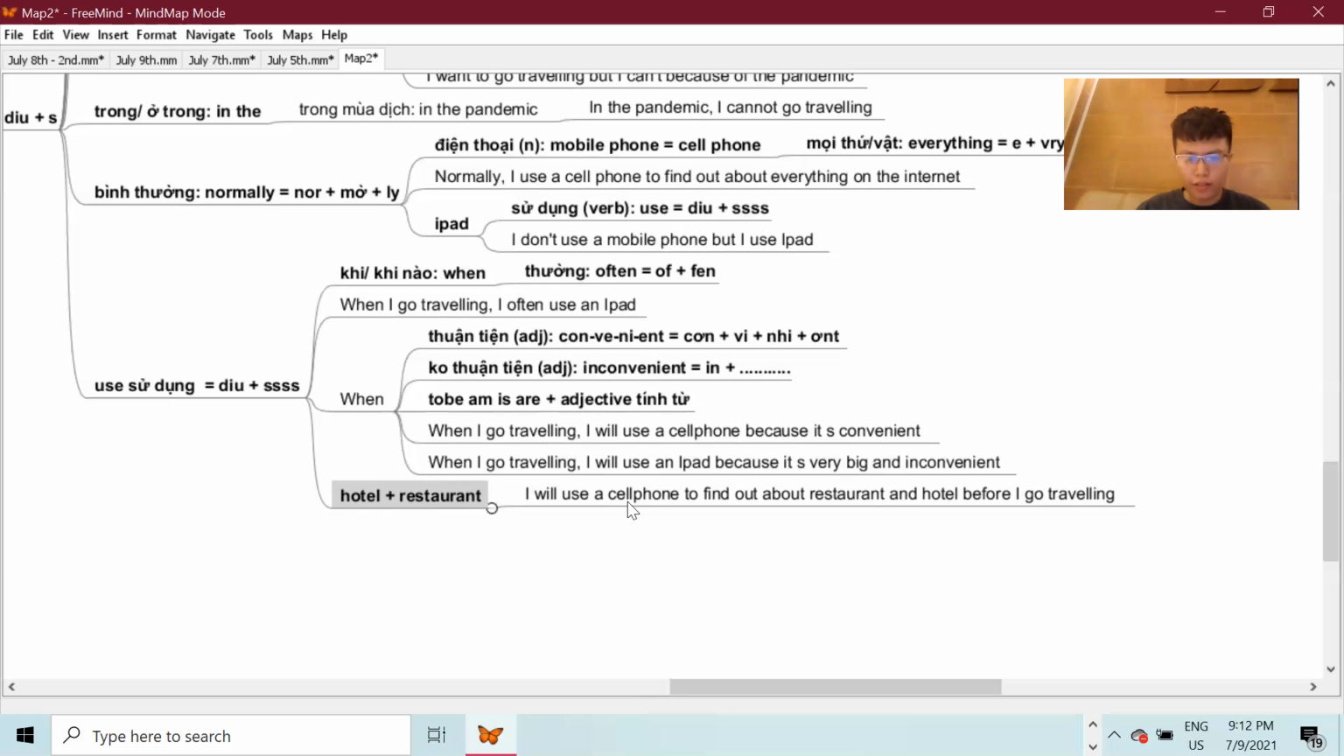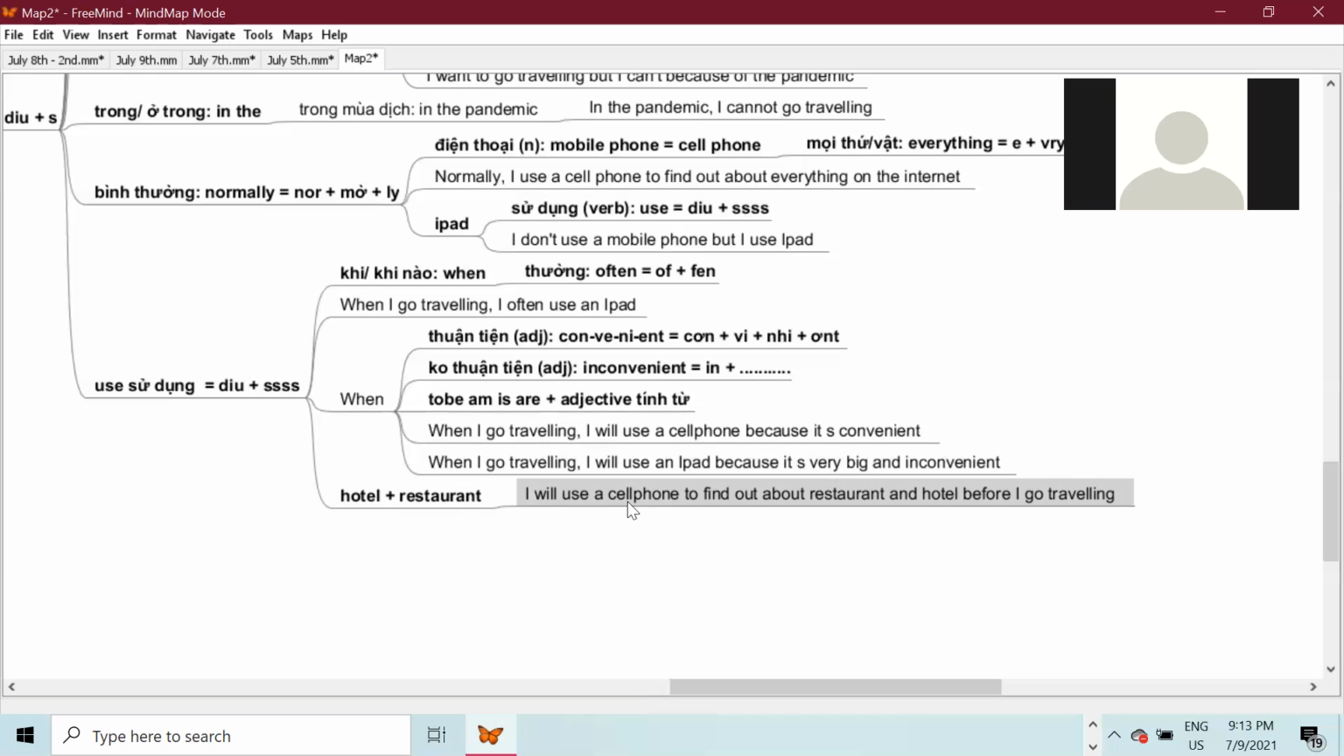I will use a cell phone to find out about the hotel and restaurant before I go traveling. Very good. One, two, three.